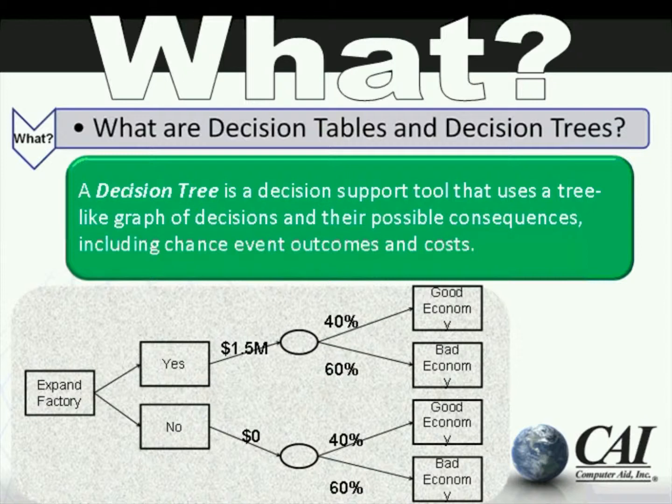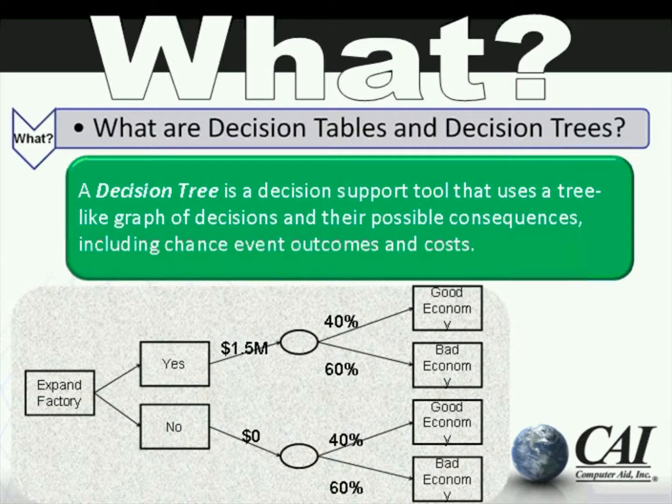Why don't we also take a look at what a decision tree is? A decision tree, again, if we looked at a definition, is a decision support tool, or what we might call a decision analysis tool, that uses a tree-like graph of decisions and their possible consequences. What makes this tool quantitative is that you can include chance event outcomes as well as the costs associated with the decisions made. So once again, I have a very simple example for you on the screen.